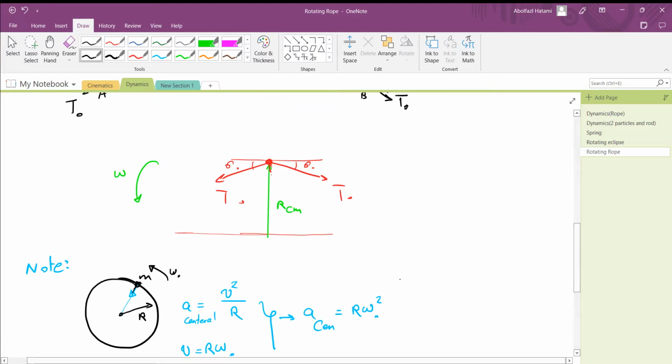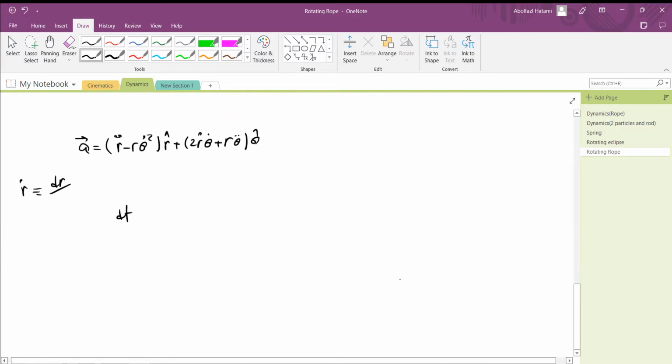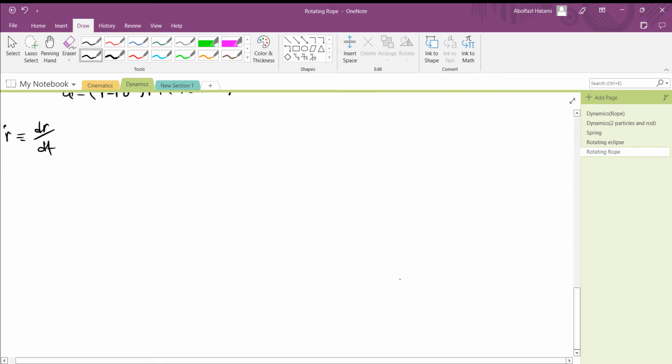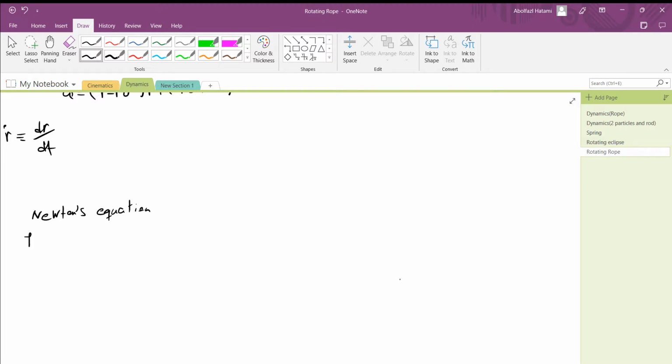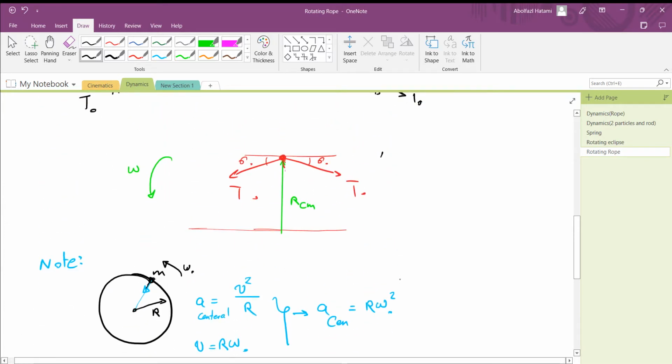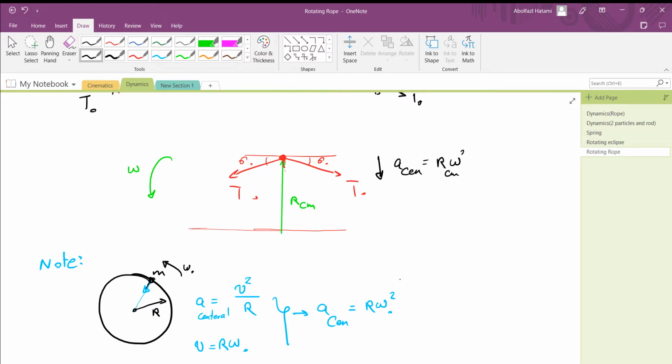So here, if I want to write Newton's equation for the center of mass, we have in this direction a central acceleration, which is r cm omega to the power 2.